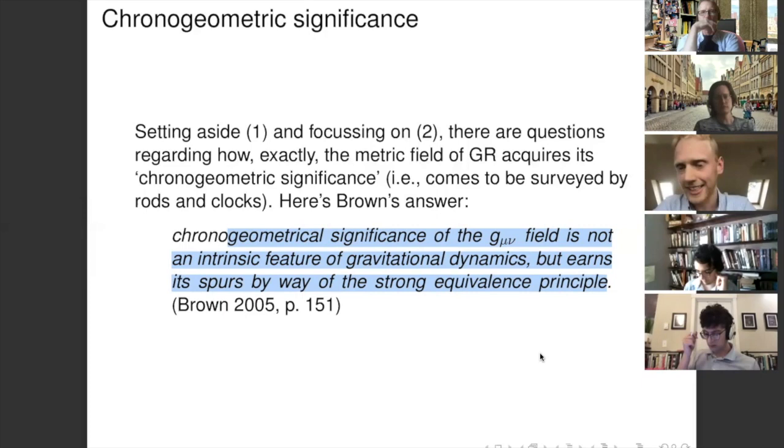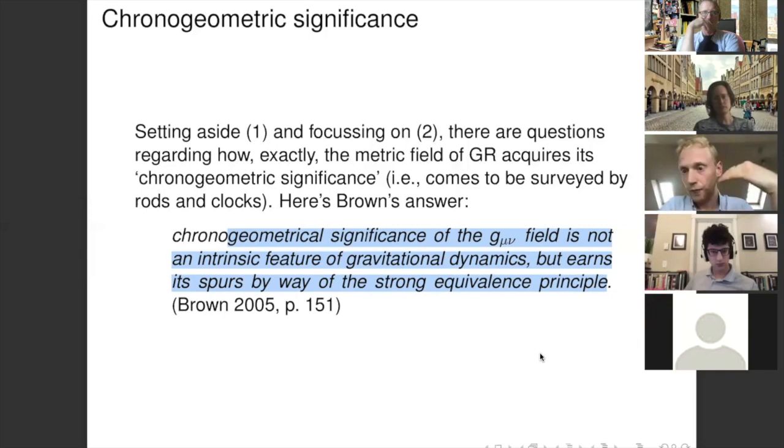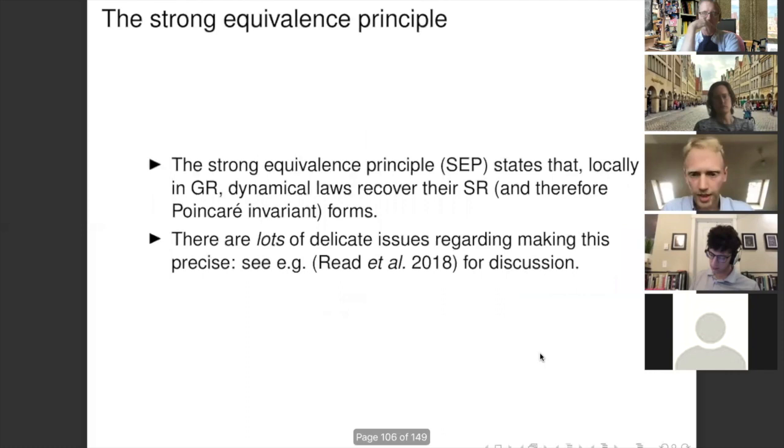It says that locally, matter takes a special relativistic form. For Brown, the fact that locally the dynamics governing matter takes a special relativistic form is a crucial component in matter reading off intervals as given by the metric field. So just to flag, the strong equivalence principle is a particularly delicate issue. How one poses it is really sensitive to whether, for example, one is talking about points or neighborhoods, whether one is talking about special relativistic form as meaning Poincaré invariant form or meaning no curvature couplings. Completely being precise about all of these things is very delicate.